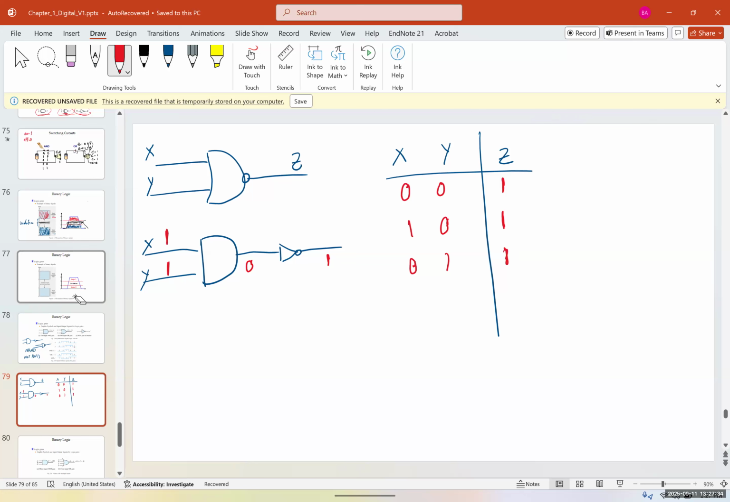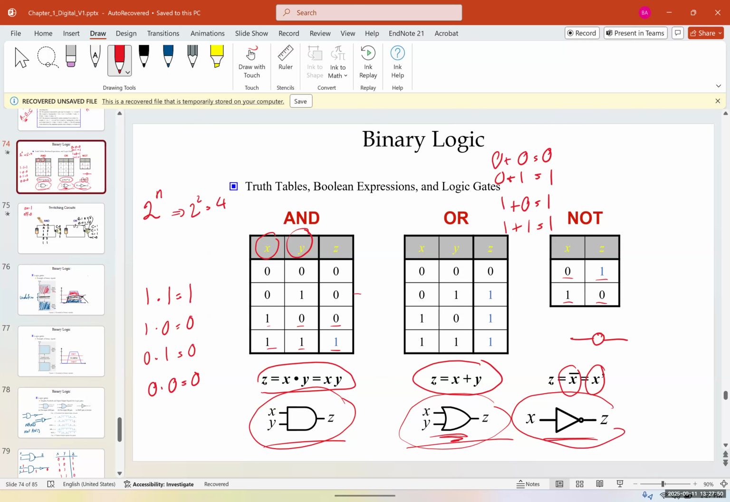Now, what if both of them are 1? 1 AND with 1 gives us 1 and the output would be what? 0. So if we go back to the AND table, you can see that a NAND table is completely opposite of an AND table. So I'm going to put the outputs for the NAND. It's going to be 1, 1, 1, 0. So a NAND gate is the complete opposite of an AND gate.